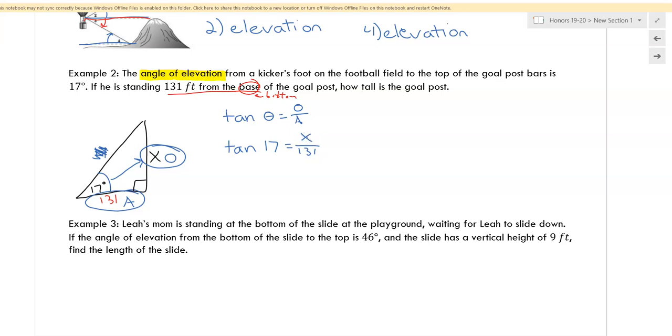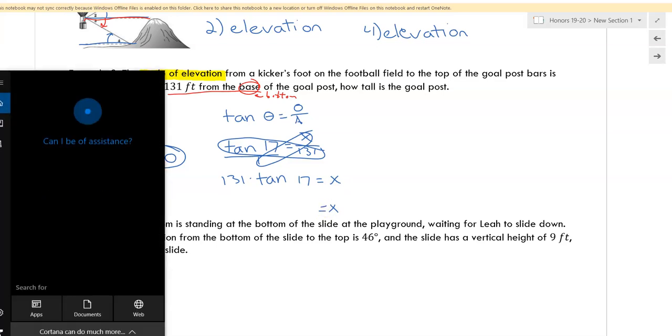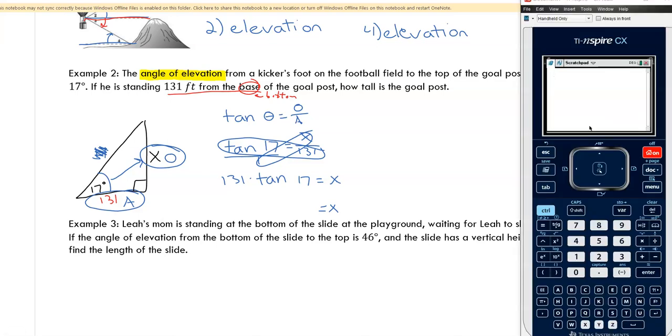I'm solving for a side, and when I solve for a side, I automatically put it over 1 and cross multiply. So we get 131 times the tangent of 17 equals x. X is already by itself, so I don't have to do that division step. If we type that in our calculator, we get 131 times, under our trig menu, tangent of 17. We get about, we'll round it to 40. That's fine.